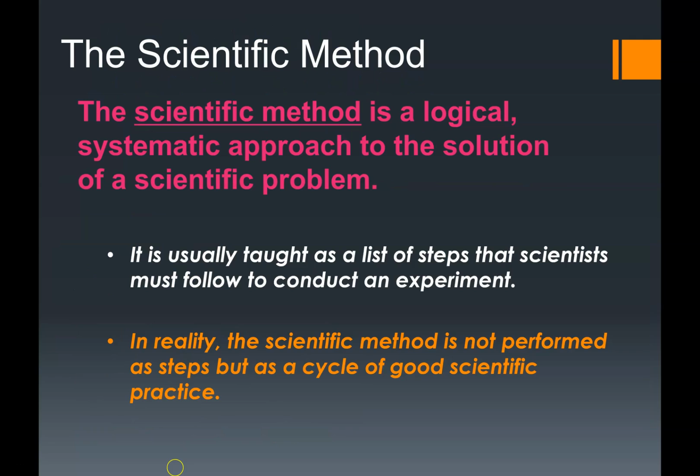The scientific method is defined as a logical, systematic approach to the solution of a scientific problem. Usually, it's taught as a list of steps that scientists must follow to conduct an experiment. In reality, the scientific method isn't performed as steps, but it's a cycle of good scientific practice.